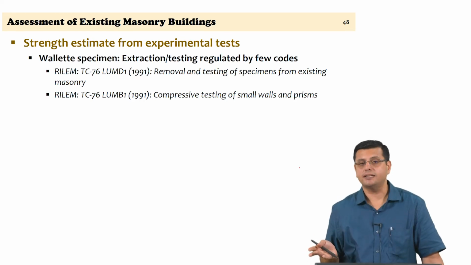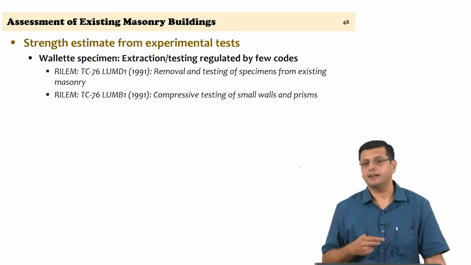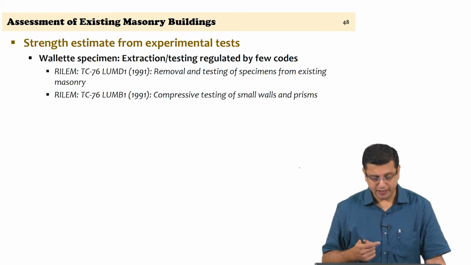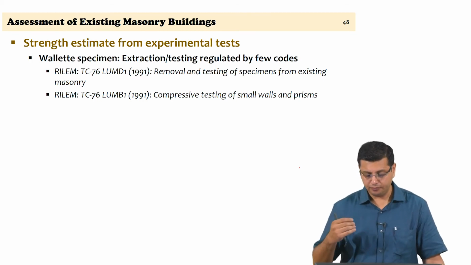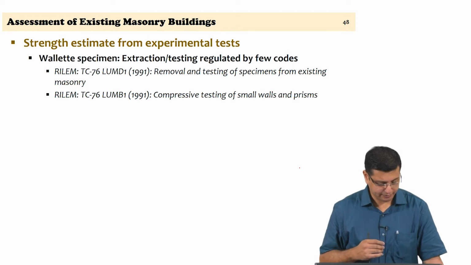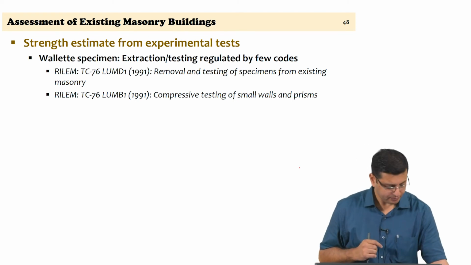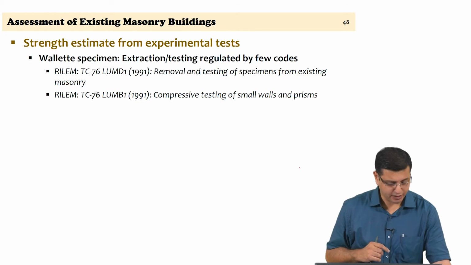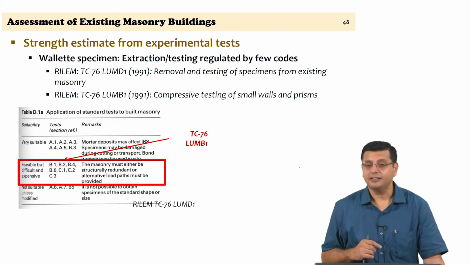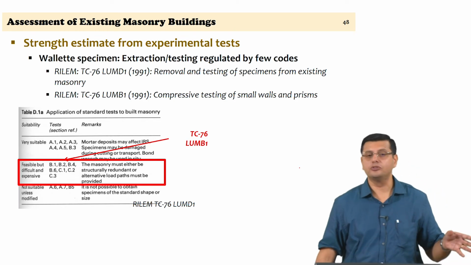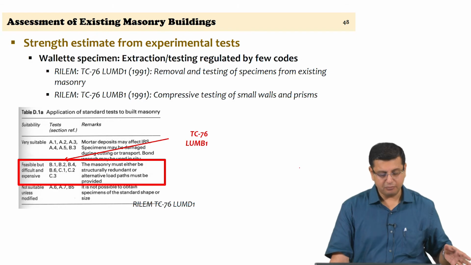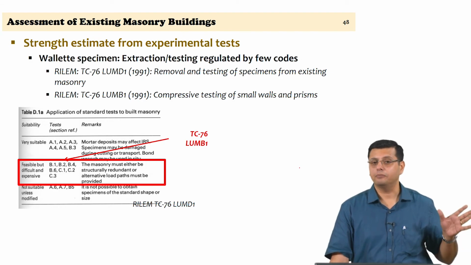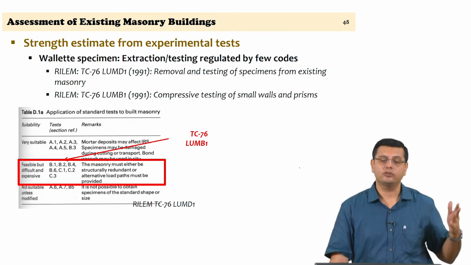Are there codes, as I said, that regulate the extraction of samples? Yes. There are ILM standards. ILM is a network of European laboratories, and they have examined what should be done if you are going to remove masonry from existing structures for testing purposes, and how you should go about compression testing of such prisms. And interestingly, the code actually also underlines that this is a feasible but difficult and expensive approach, which comes back to the first point that I made.